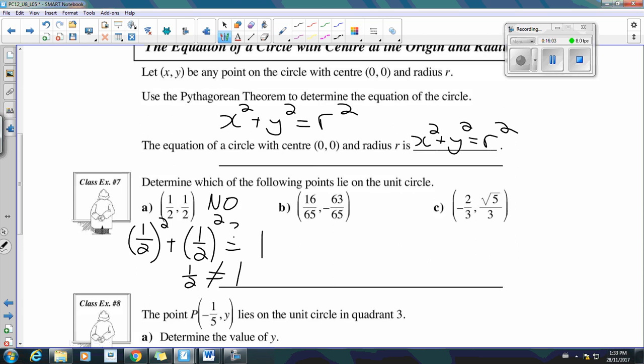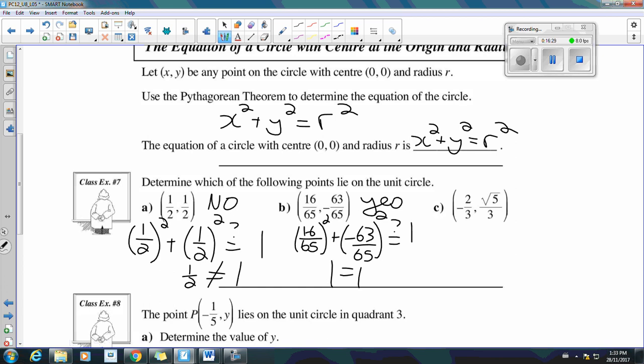Trying with the next one, let's see if you have 16 over 65 squared plus negative 63 over 65 squared. Does this equal 1? In this case it does. So this is a point on the unit circle. It's not one that we put on the angles that we have on there, but it still is somewhere on the unit circle.